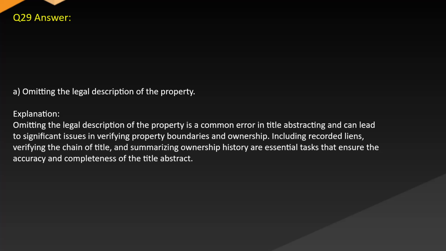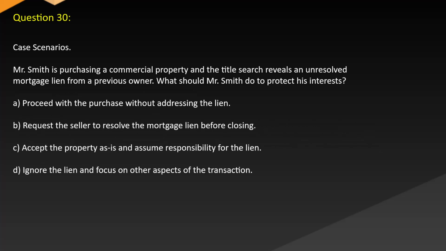Answer: A. Omitting the legal description of the property. Explanation: omitting the legal description of the property is a common error in title abstracting and can lead to significant issues in verifying property boundaries and ownership, including recorded liens. Verifying the chain of title and summarizing ownership history are essential tasks that ensure the accuracy and completeness of the title abstract.